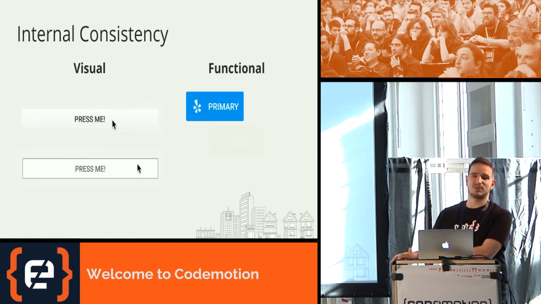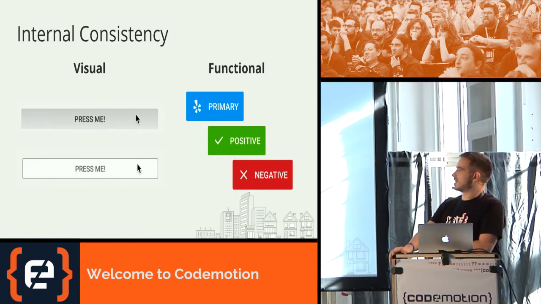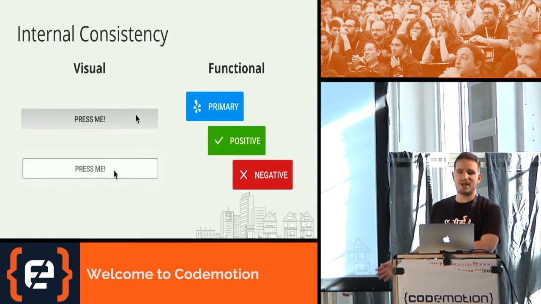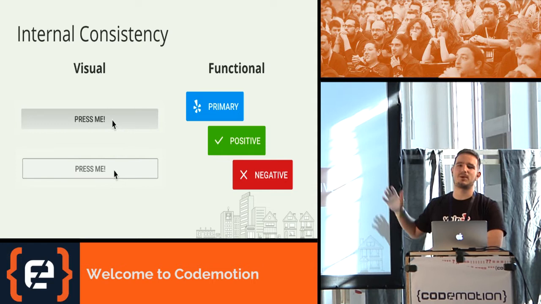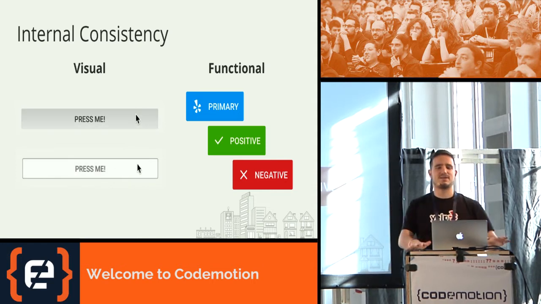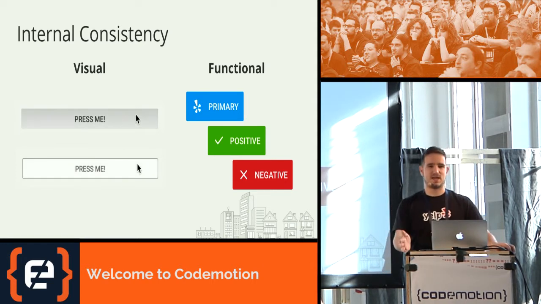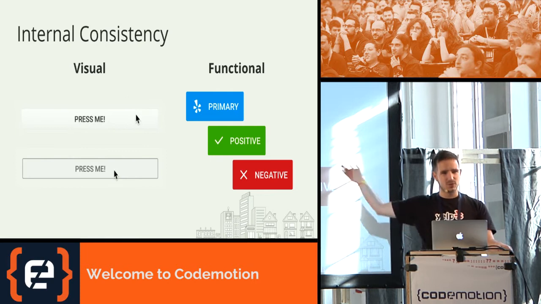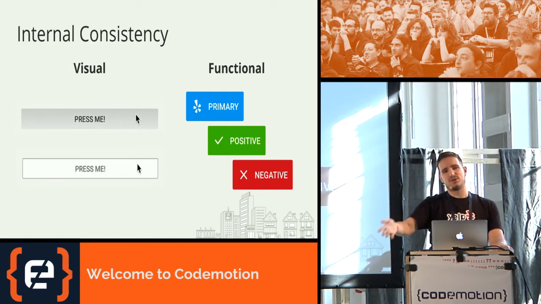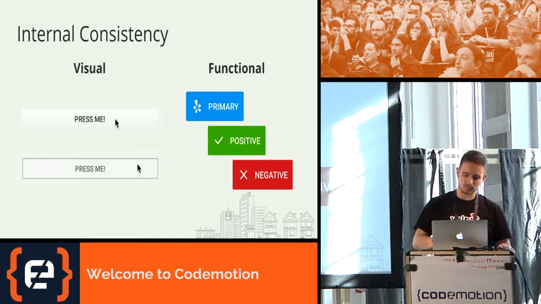Or the functional consistency. So for example, we can define different styles of buttons, and we must assure that whenever you use, for example, the positive button, the semantic of this button is the same. A positive button could mean, OK, confirm the action. We must be sure that whenever we use this button, we allow the user to confirm an action.